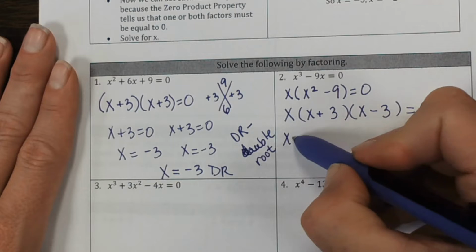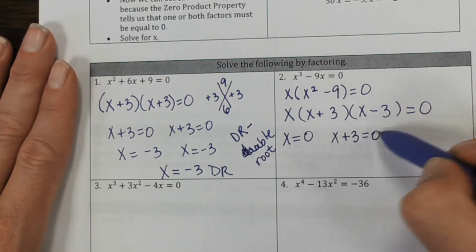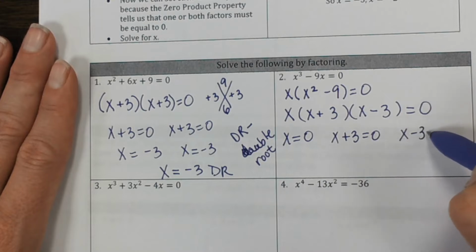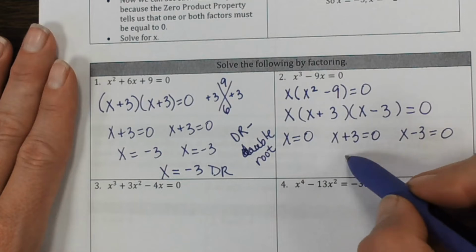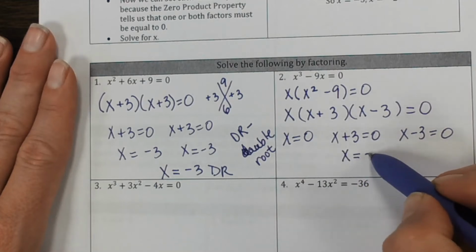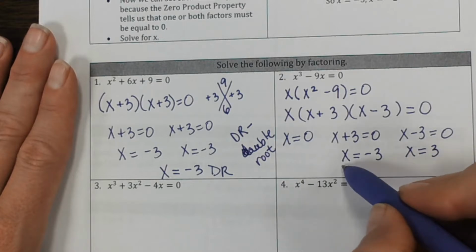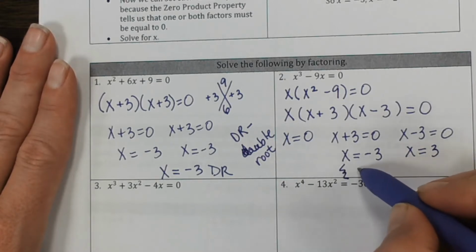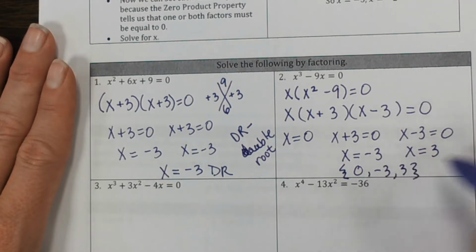So we have x is equal to 0, x plus 3 is equal to 0, and x minus 3 is equal to 0. Well, there's nothing needed to solve there, but then we would see x is equal to negative 3 and x is equal to positive 3. So we could write our solutions in the set 0, negative 3, 3.